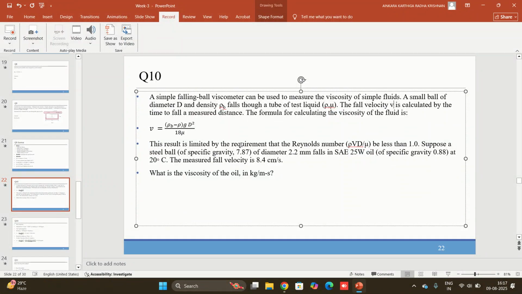The formula for calculating the viscosity is V is equal to (rho b minus rho) into g into d square by 18 mu. This result is limited by the requirement that the Reynolds number, rho v d by mu, be less than 1.